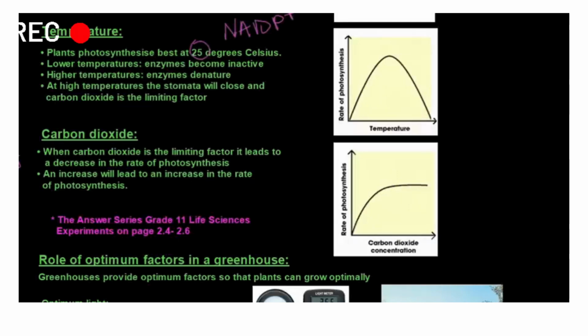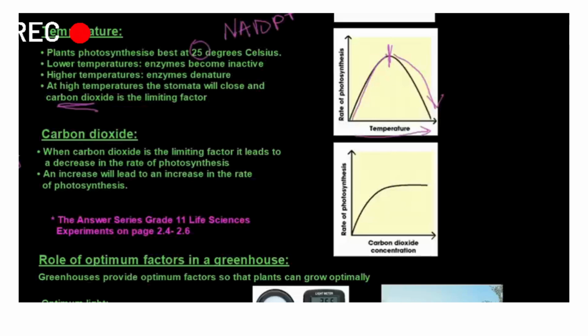Anything much higher, if you start going to 30 plus degrees Celsius, enzymes will start to denature. Remember, if you remember from grade 10 work, enzymes have an optimum temperature at which they function. At high temperatures, once again, if it becomes too hot, the stomata will close, and that means that carbon dioxide will become a limiting factor. So looking at this diagram, this will indicate the increase in temperature to the right. As we're going up, this will probably be 25 degrees Celsius in that temperature range, and as soon as it becomes hotter than that, you'll see that there's a decrease in the rate of photosynthesis.